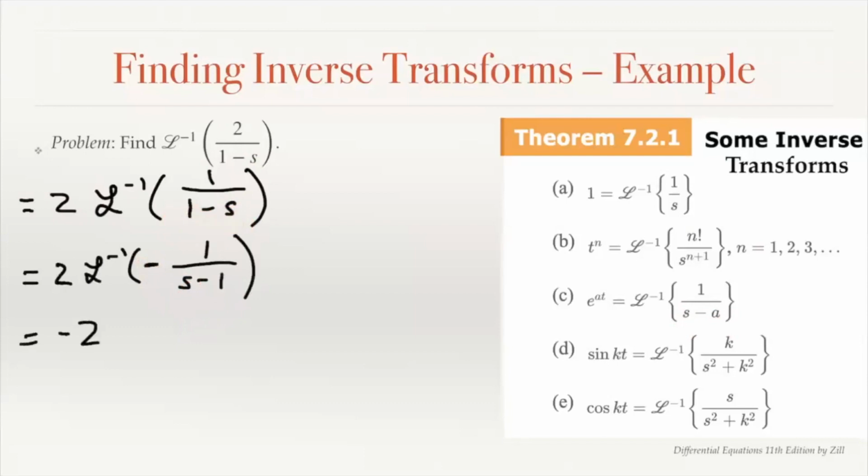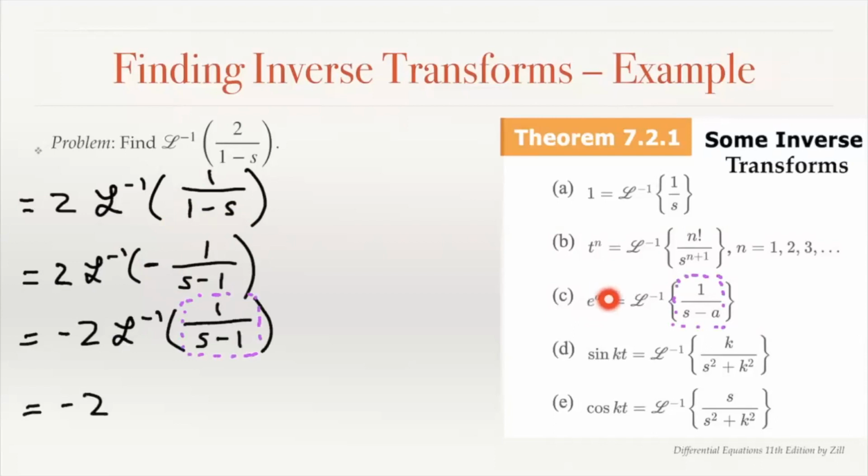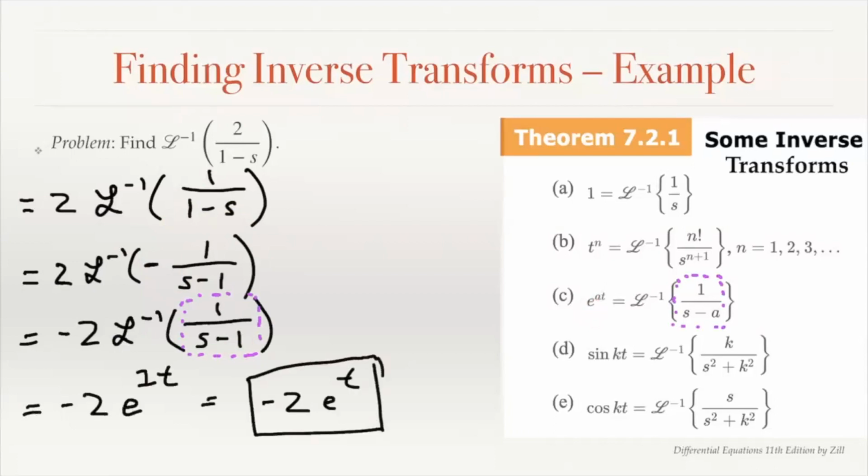Now we can pull out that negative sign. And now we have manipulated it to look exactly like this. So therefore, the inverse Laplace is e to the at, which is e to the 1t in this case. So we have negative 2 e to the t.